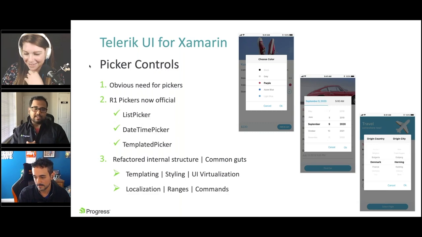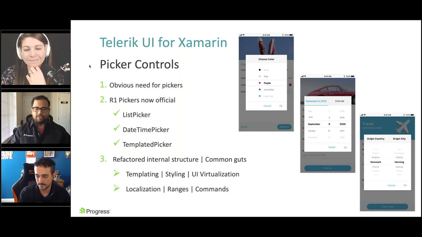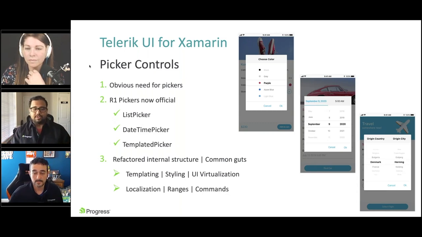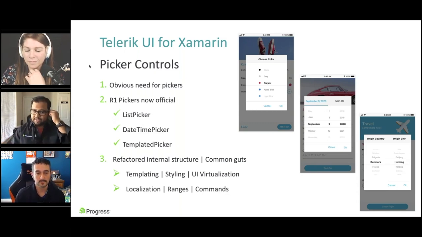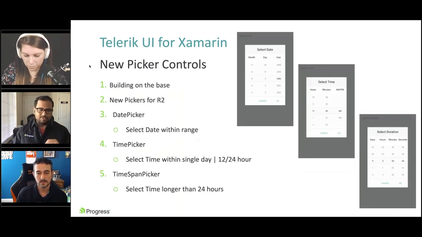Last release, we did list pickers, datetime pickers, templated pickers. And we have recognized that all of these pickers follow an internal structure, a mode to how they work. So we are sharing all of that, abstracting it out. Some of the templating, styling, the UI virtualization, some of the ranges and commands, localization, all of that is now shared across all of the pickers. So every picker from now on will automatically get all of these internal features, and any upcoming pickers will just inherit from that.